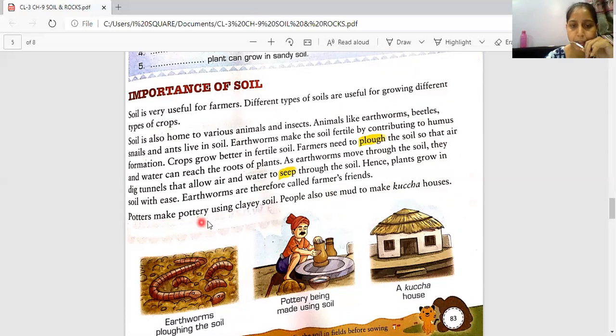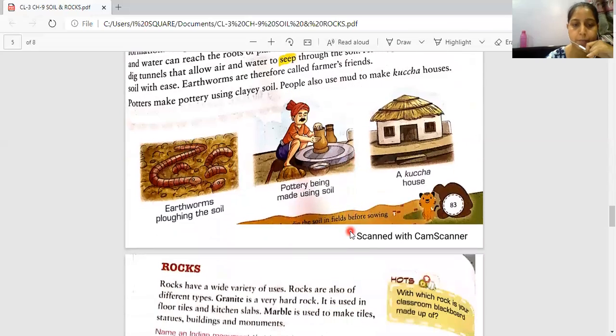Potters make pottery using clay soil. You can see in the picture that the potter is making pots. They use clay soil, and this soil is also used to make a kacha house. People also use mud to make kacha houses. Okay, now we'll come to the next topic.